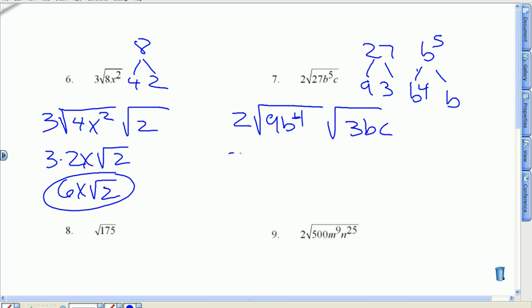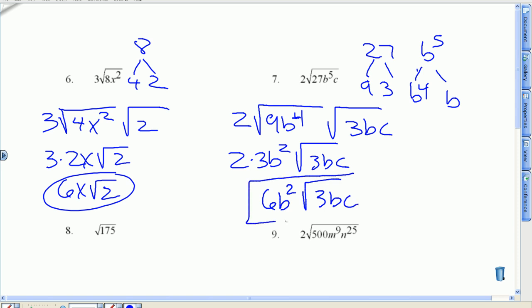So I do it. Square root of 9 is 3. Square root of b to the 4th is b squared. And then that 3bc is hanging out there. 2 times 3 is 6. Finish it off. Make sure it looks nice. Good.